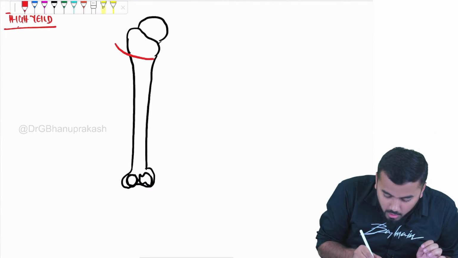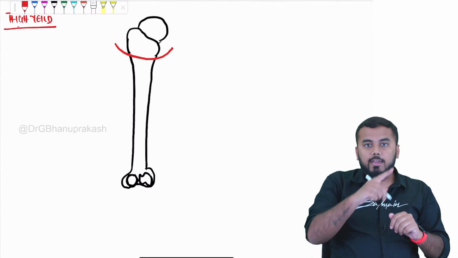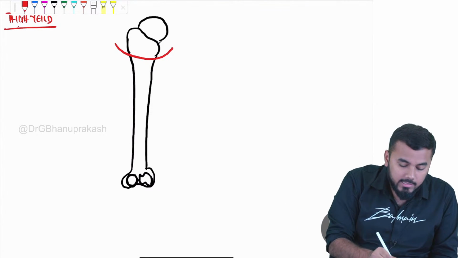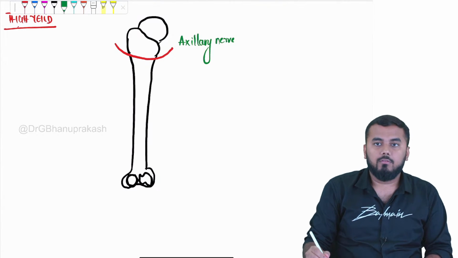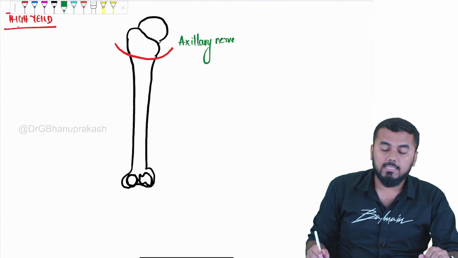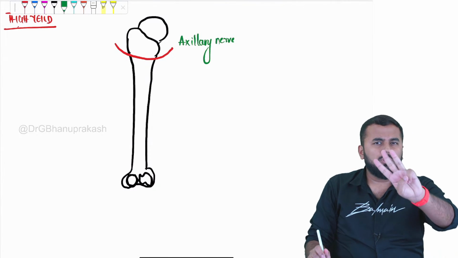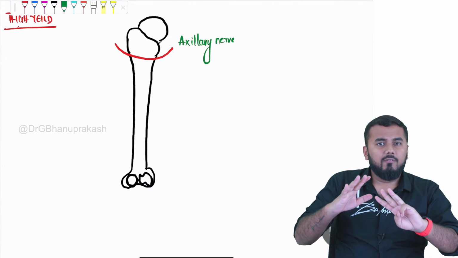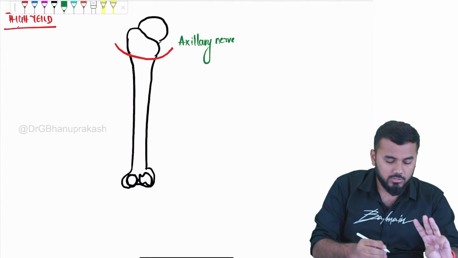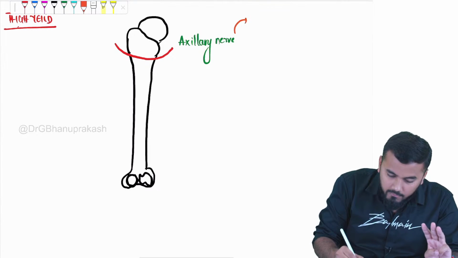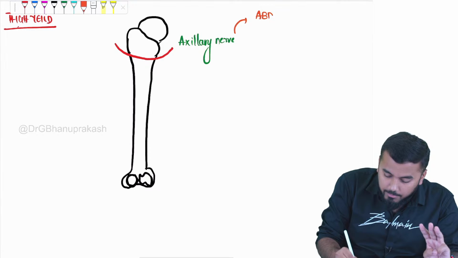Exactly here you got a nerve running like this. This is called the axillary nerve. I'm just telling you three functions of the axillary nerve. When I teach you the brachial plexus, I'll teach you in detail. But right now, just remember three functions of the axillary nerve. One is abduction of your arm.